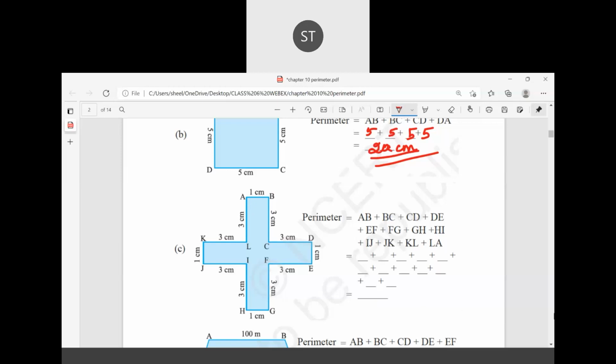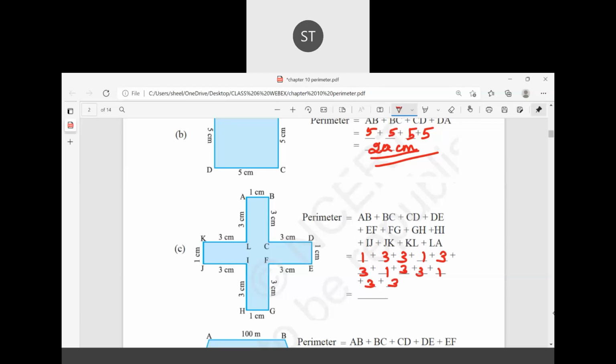So each measurement we will write here: AB 1, BC 3, CD length already given 3, and DE 1, EF 3, then FG 3, next GH 1, next HI 3, IJ 3, JK 1, KL 3, then LA, that is also equal to 3 only. So we will get many measurements, either 3 or 1 only.